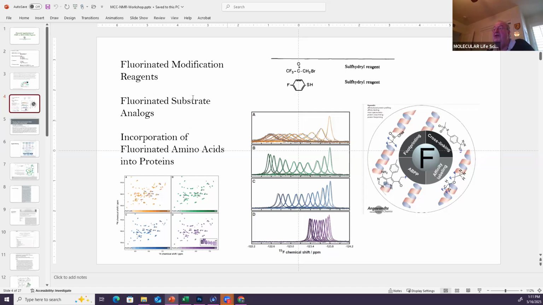The other is to use a fluorinated ligand, a substrate analog or a ligand that binds, and that you can make a fluorinated substrate or fluorinated analog of. And then the third way of doing this is you can actually incorporate fluorinated amino acids into proteins at specific places. I'll give you some examples of that. The diagrams here are just some cool diagrams to relate those sorts of things.